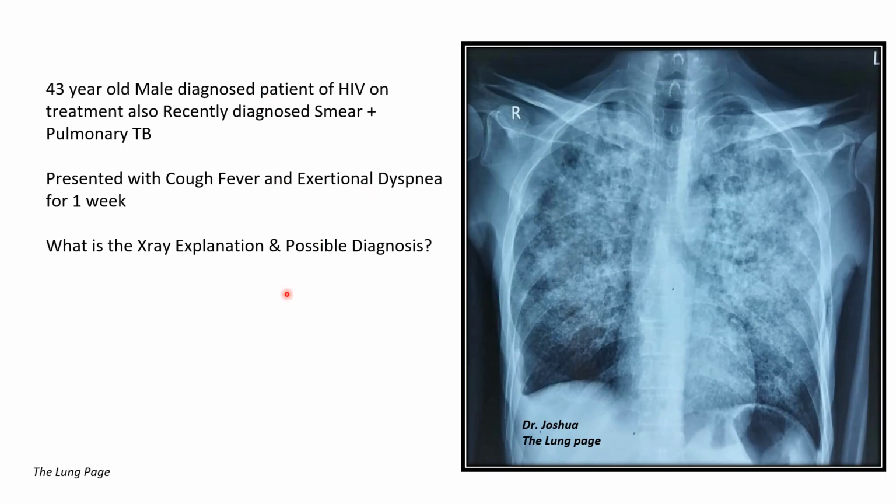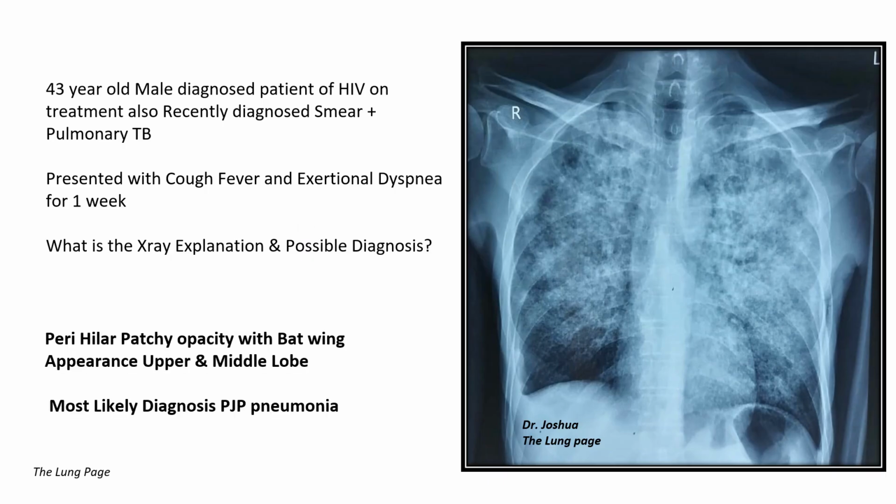So what is our thought? Most probably this patient has PJP pneumonia. What is PJP? Pneumocystis jirovecii pneumonia. The chest X-ray appearance is perihilar patchy opacity with bat wing appearance, mainly involving the upper lobe and middle lobe. So the most likely diagnosis is PJP pneumonia. So what is PJP pneumonia? We have to know about that.